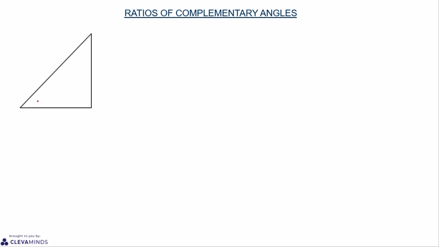So quickly, let's give our angles. Let's call this theta. Then let's call this alpha, and this is 90. Let's name the triangle PQR.